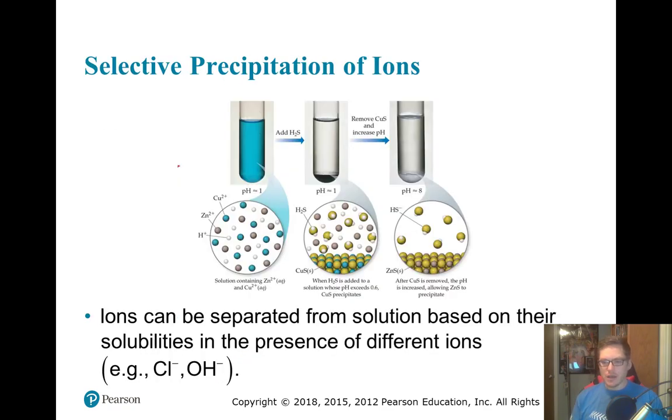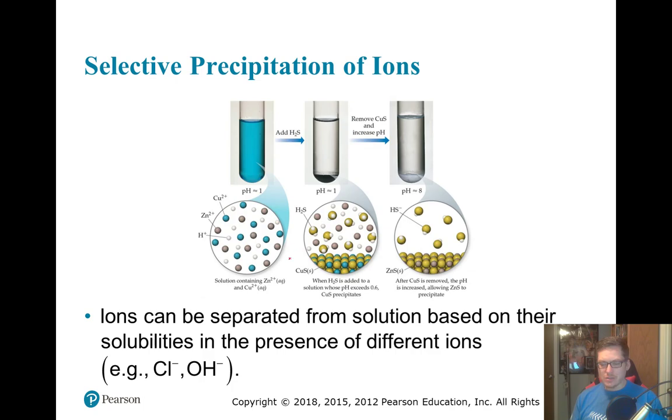All right. So now this is kind of an interesting idea: you can actually use these different principles we've been talking about the last couple of videos and stuff you've learned before in order to separate out ions from water. Okay, and so we can selectively precipitate out specific ions. So here they've got a mixture of zinc and copper, and they're starting to add in some H+. It's at a pH of 1. Okay, and then they're going to add hydrogen sulfide.